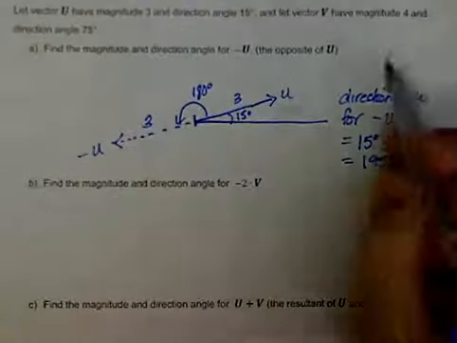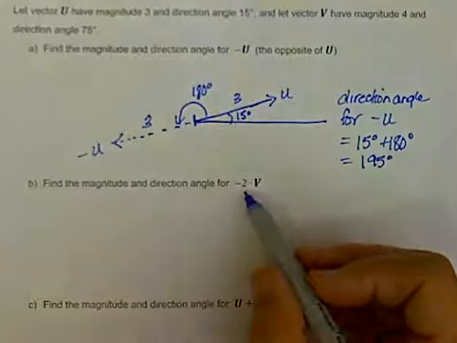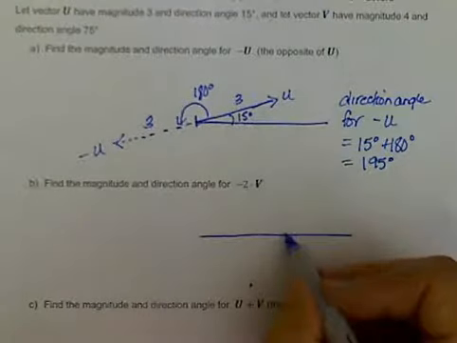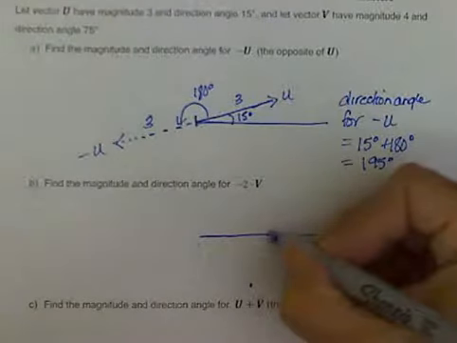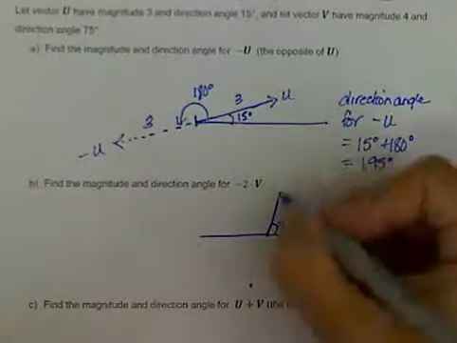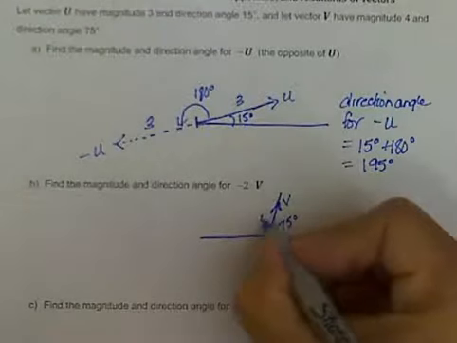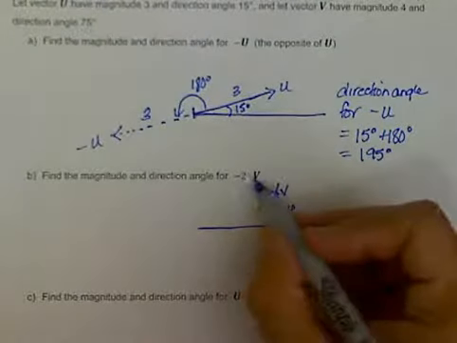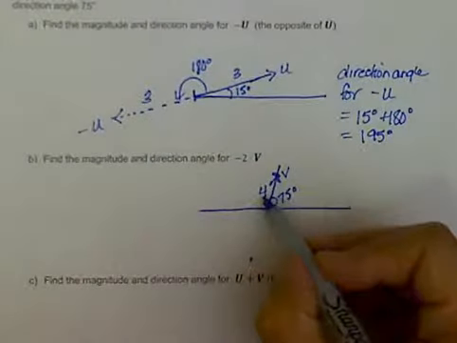Now let's look at vector v. This one has a magnitude of 4 and a direction angle of 75 degrees. And this time we're trying to find the magnitude and direction for negative 2 times v. If we're considering that our direction angle is starting from the horizontal, then 75 degrees would be something like this. So let's say that our vector v ends right there, so that this distance from here to here is 4 units. If we're taking negative 2 times v, that means we're going to multiply the magnitude by 2. So that means our magnitude is going to be 8.